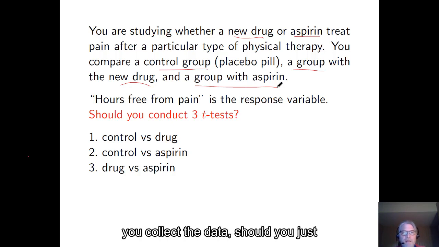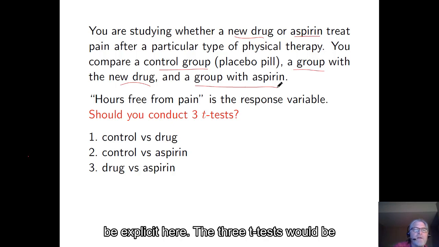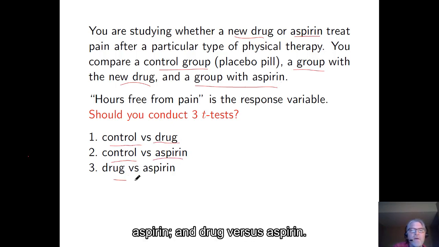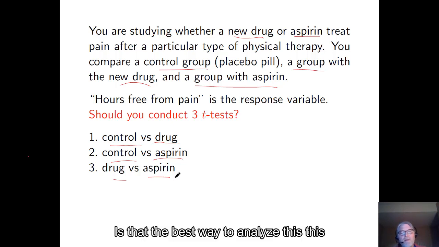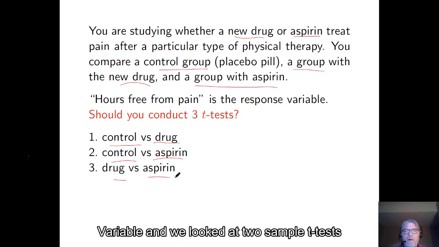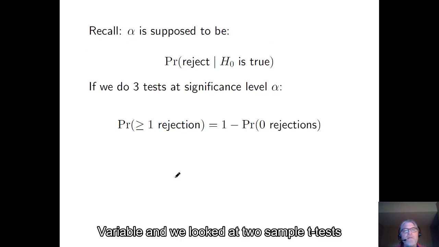So if you collect the data, should you just conduct three t-tests? Just to be explicit here, the three t-tests would be like control versus the new drug, control versus aspirin, drug versus aspirin. Is that the best way to analyze this data? It seems appropriate since we're looking at a continuous numerical variable, and we've looked at two sample t-tests before.